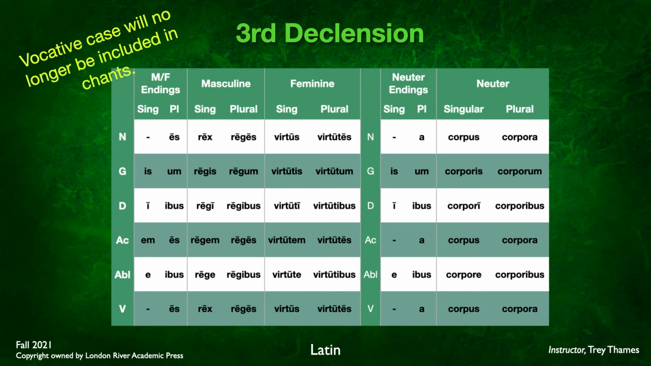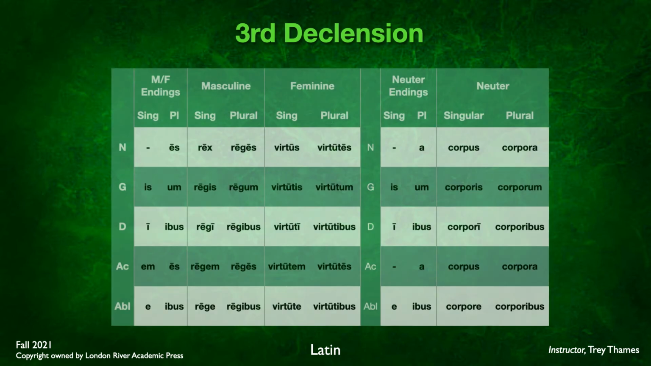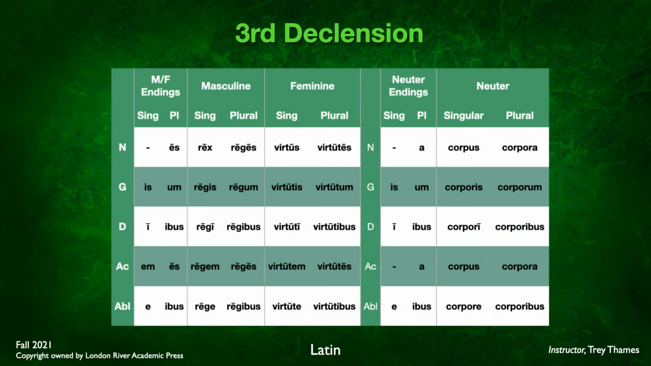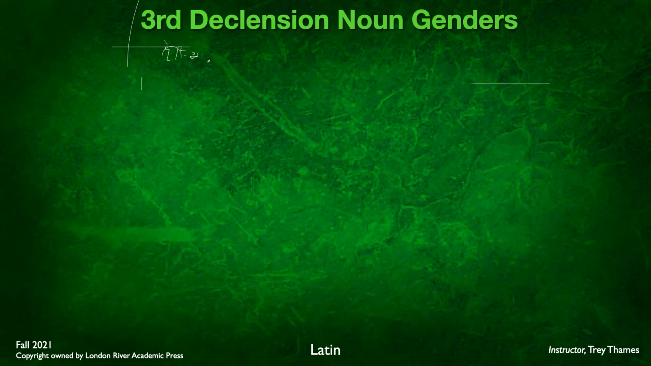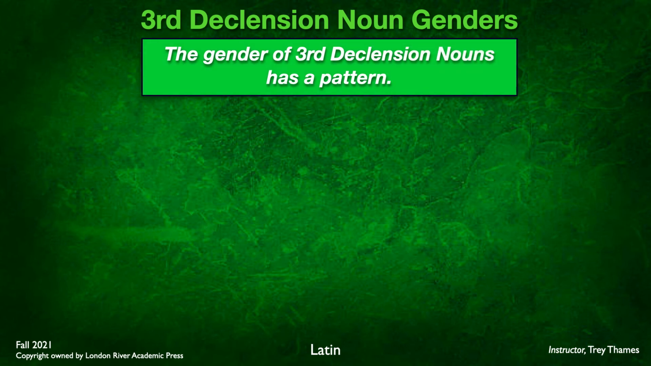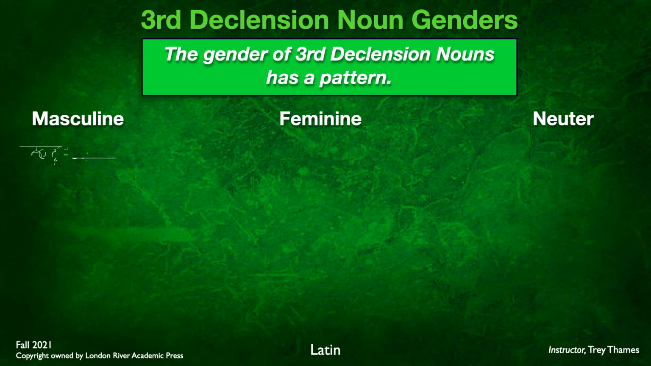Now, from this point forward, we're no longer going to be including the vocative in our charts. Just keep in mind that if you know the nominative, you also know the vocative. And so from now on, our charts are going to look a little bit more like this, with just the nominative, genitive, dative, accusative, and ablative. Now, there's just one more thing I want to add before we move on. Third declension noun genders. The gender of third declension nouns do have a pattern. And so if you pay attention to this, you will be able to determine if a noun is generally masculine, feminine, or neuter by looking at these patterns.